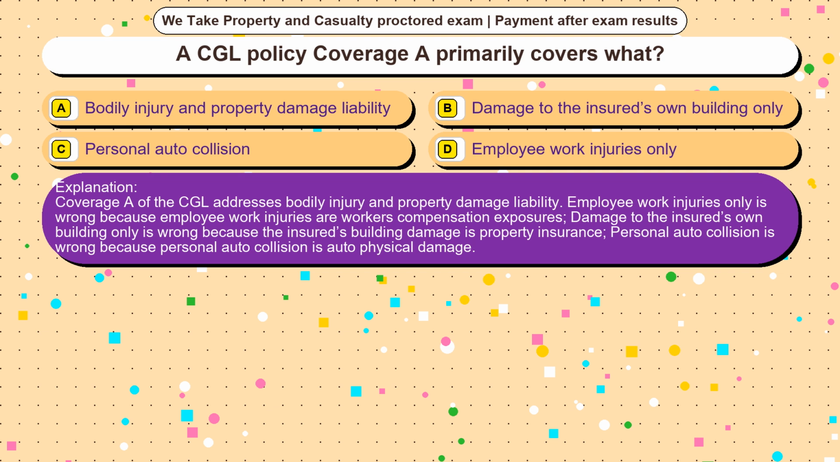Employee work injuries only is wrong because employee work injuries are workers' compensation exposures. Damage to the insured's own building only is wrong because the insured's building damage is property insurance. Personal auto collision is wrong because personal auto collision is auto physical damage.